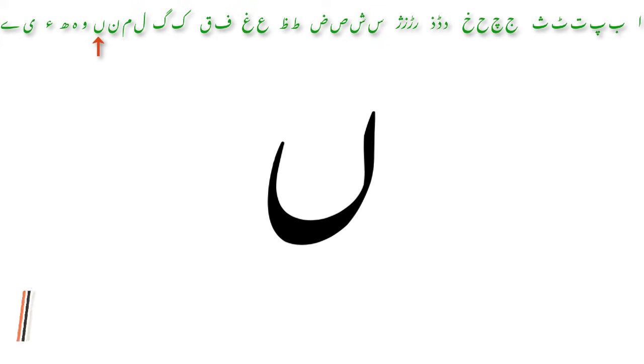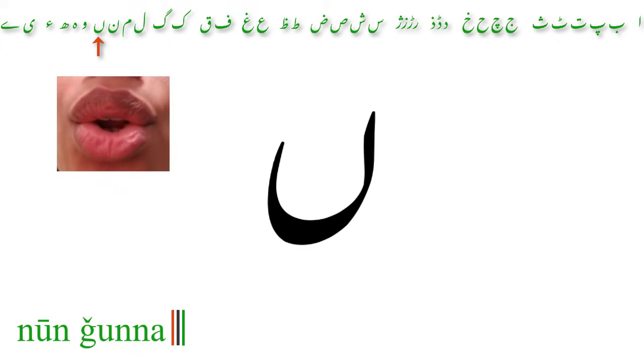So the next letter is also a noon, but without the dot. So this is called noon gunna. Noon gunna. Next we have vow.